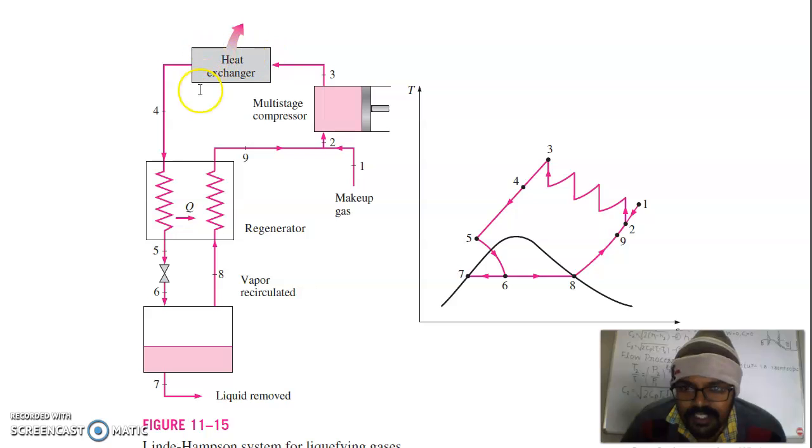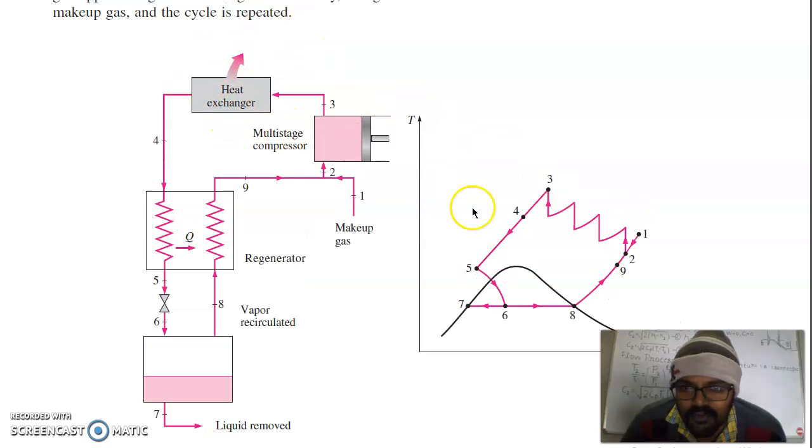It will go to a heat exchanger, where it will reject heat to the environment, and the temperature will drop from 3 to 4. Now at 4, what will we do? From 4 to 5, the temperature is further dropped by the vapor which, after expansion, is still in the vapor phase. During the 5 to 6 expansion, take this expansion 5 to 6.